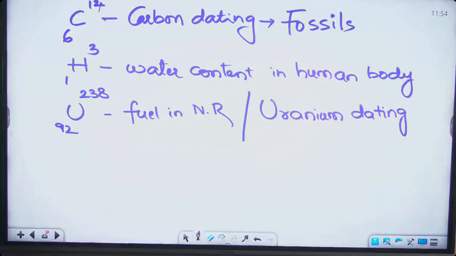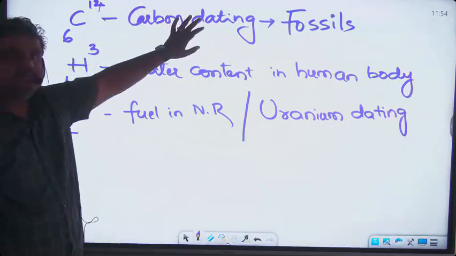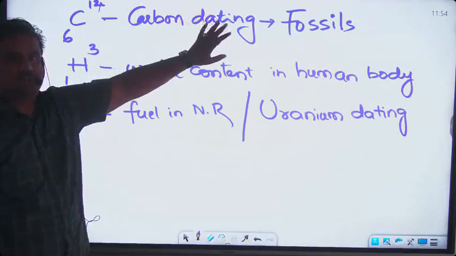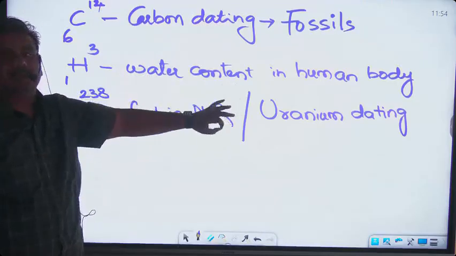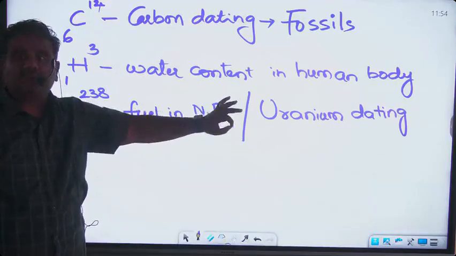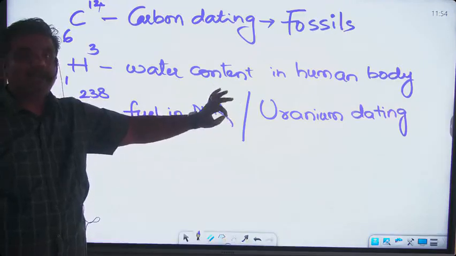Now the question is, what is carbon dating? To calculate the age of fossils, dead remains of animals and plants. But what is uranium dating? To calculate the age of rocks, to calculate the age of stones.